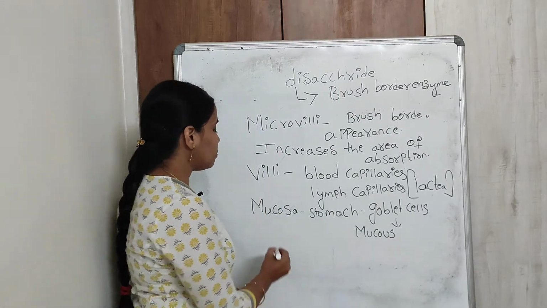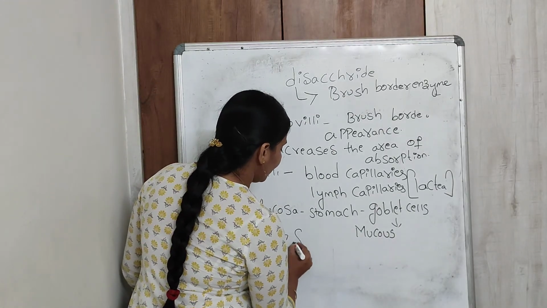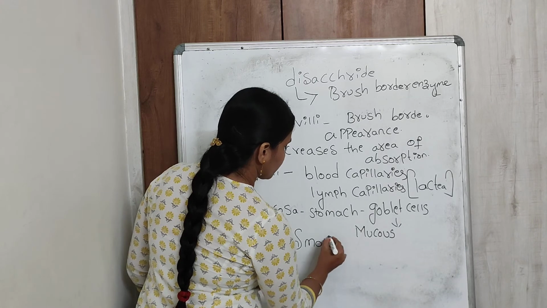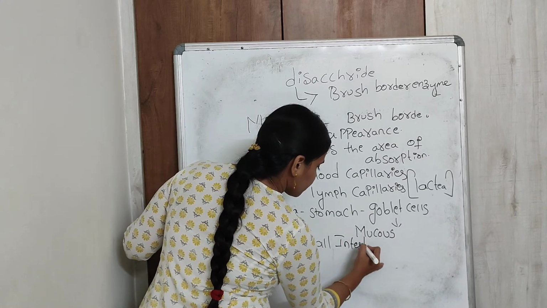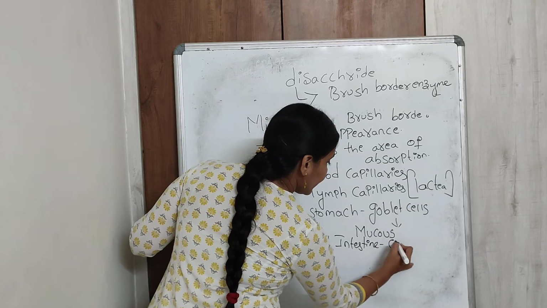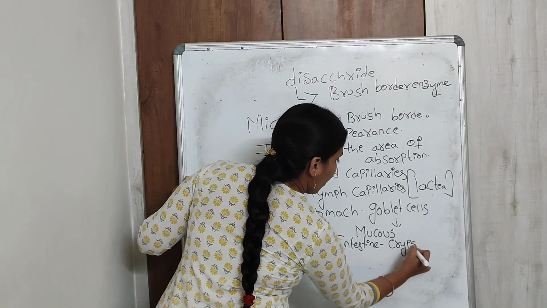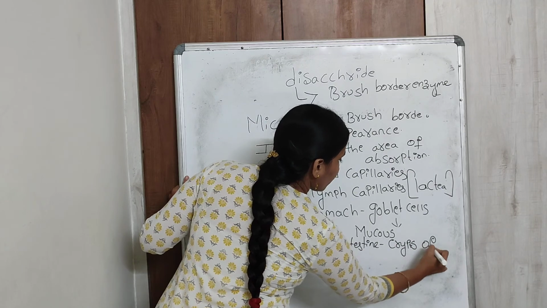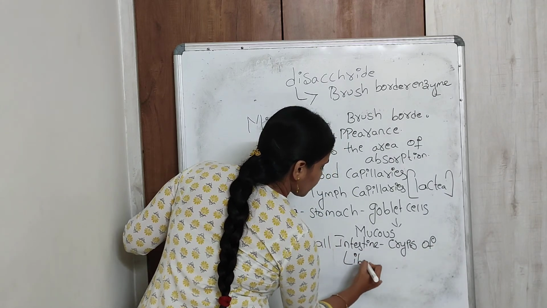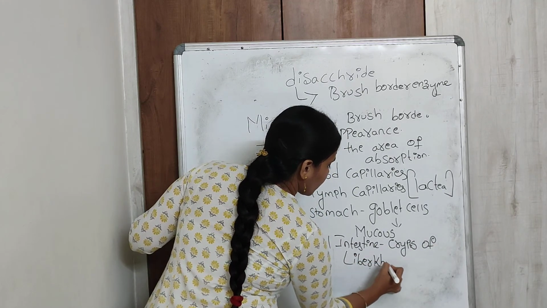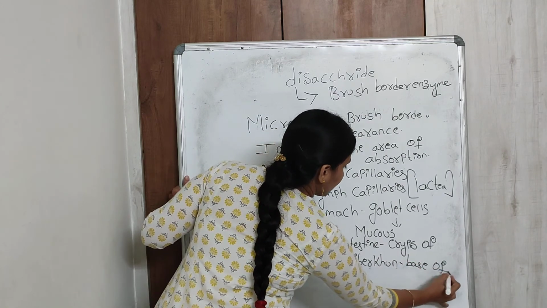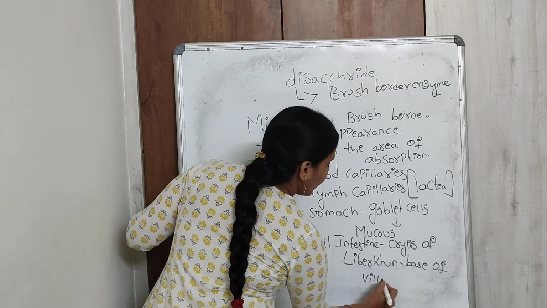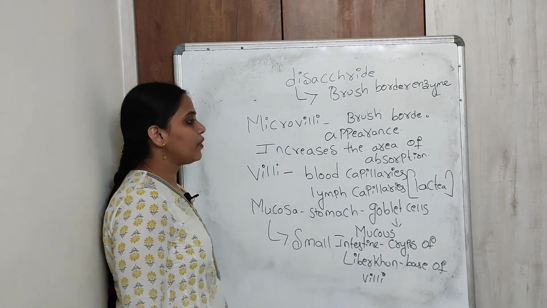And the mucosa of the small intestine has crypts of Lieberkuhn at the base of villi. So this is about the histology of the alimentary canal.